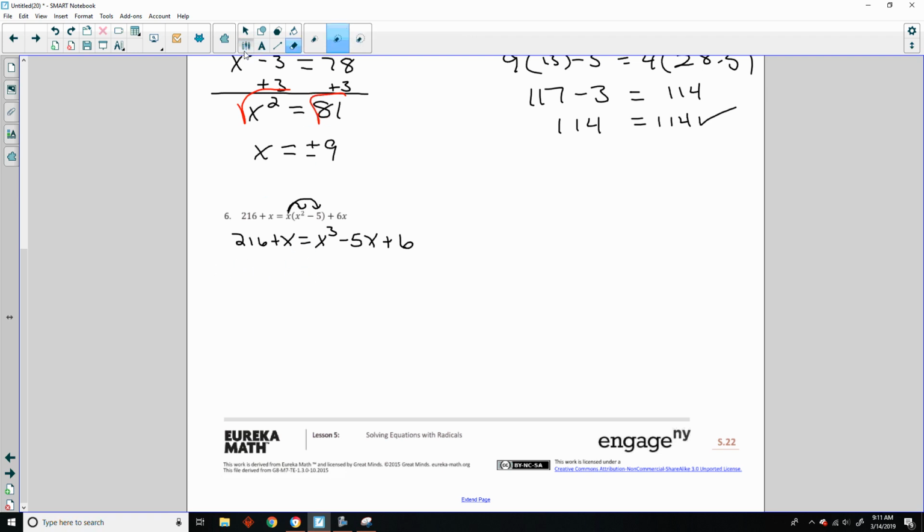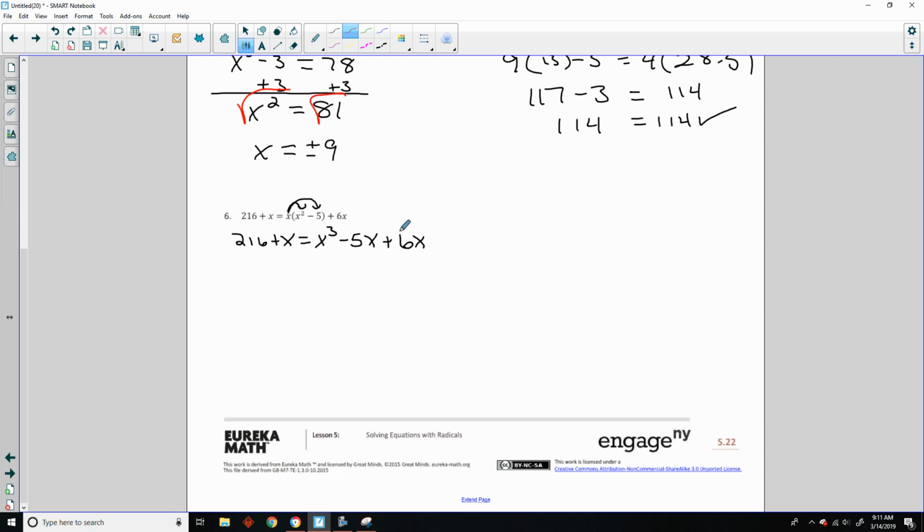I have a polynomial over here with a degree 3, degree 1, degree 0. No like terms. I want to get all my x's to one side. So I bring down my 216. My x cubed is here. Negative 5x minus x is negative 6x plus 6. Oh, I forgot my x here. Disregard. Holy cow. Sloppy today.